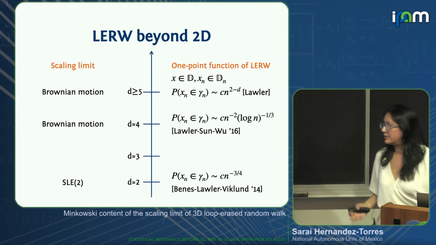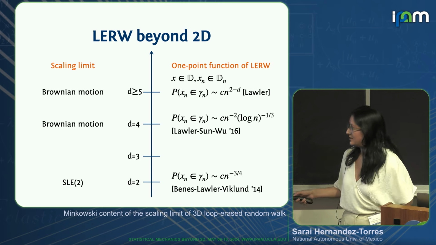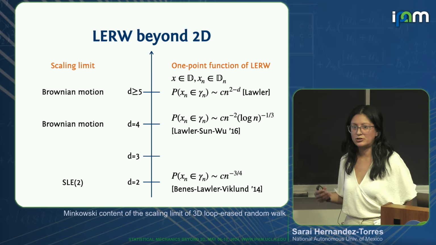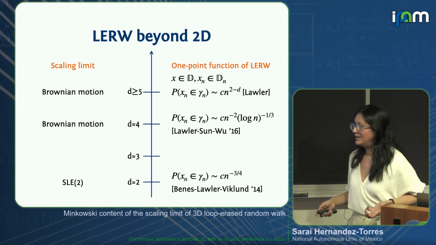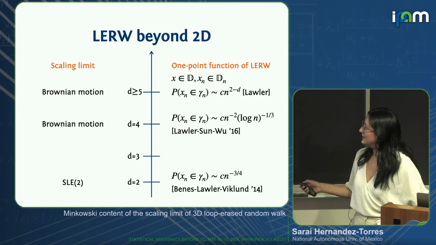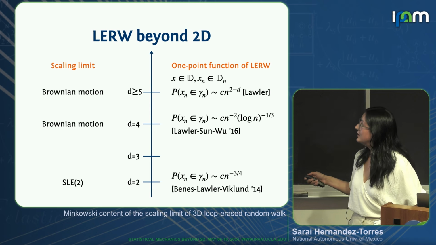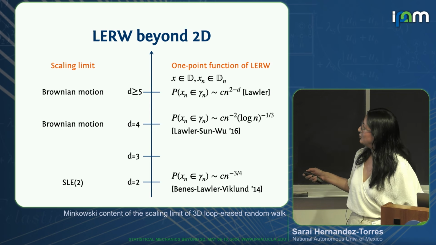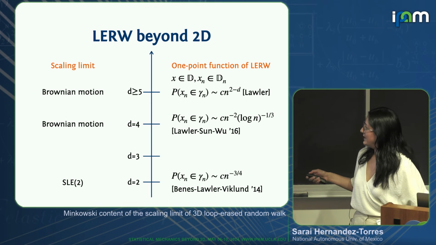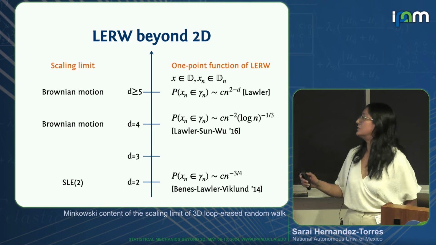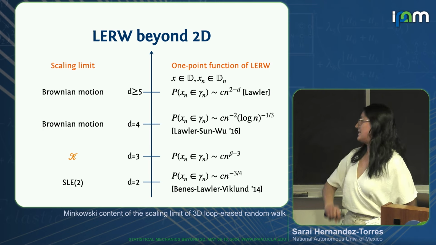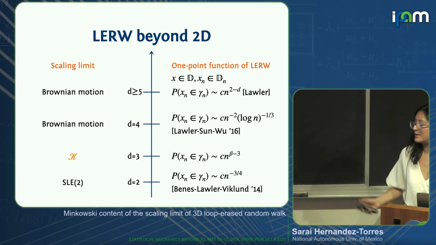4 would be the upper critical dimension, so the scaling limit is still Brownian motion. You have to be a little bit more careful at the time that you prove the scaling limit because there are log corrections. And in this case, the 1-point function, I mean, it would be 2 minus the dimension. So the dimension here is 4, so you get minus 2 over here. But with this log n to the minus 1/3. So in 3 dimensions, this is kind of the topic for today.